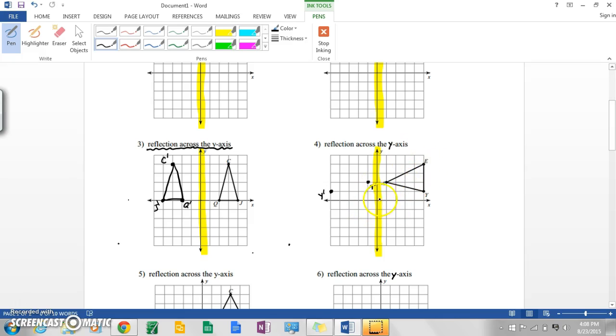Do the same thing with E. Move up to the line of reflection. Count 1, 2, 3, 4, 5. Start at the line of reflection and count 1, 2, 3, 4, 5 on the other side. Put my point here. That's going to be E prime. Alright. Connect all of my points. And you can see the reflected triangle on the other side of the y-axis.